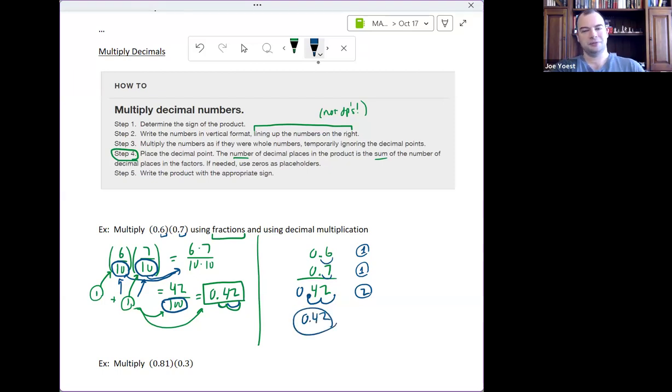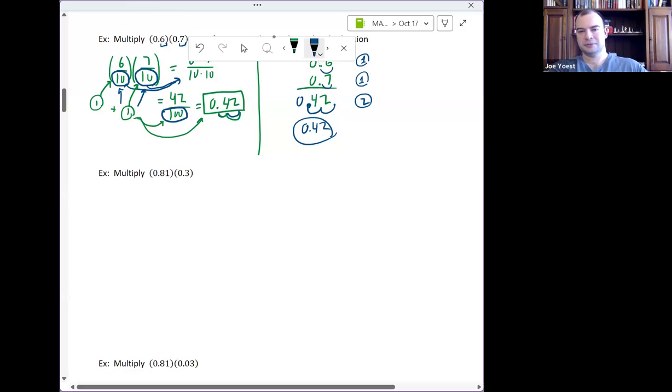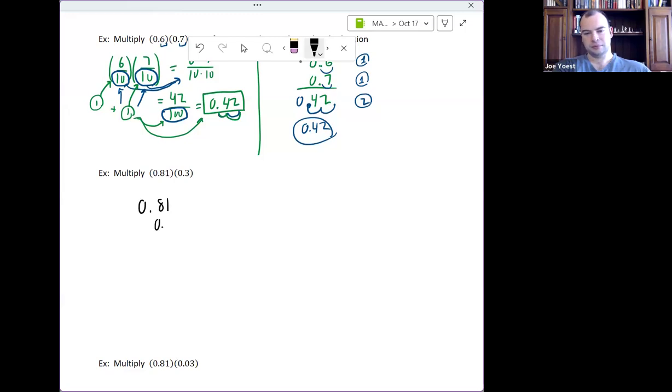0.42 as my answer. Okay, let's move on to one that's a bit more challenging. So here I want to do 0.81 times 0.3. And remember, we just line everything up as far to the right as we can. Basically, we're doing like 81 times 3, right?